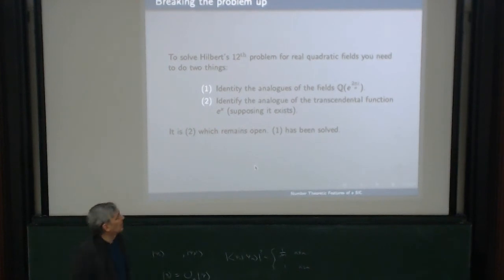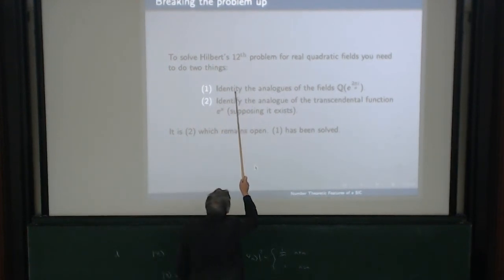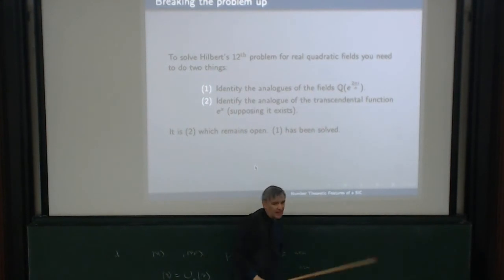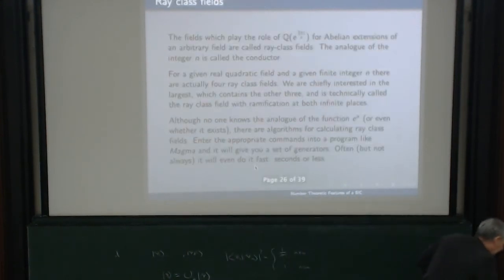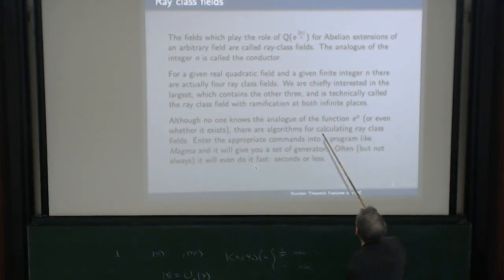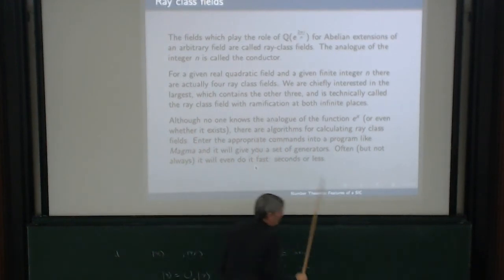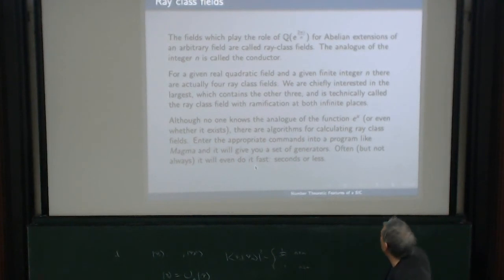The first bit has been solved. So the analogs of the cyclotomic fields are known, and they can be specified. They're technically called ray class fields, and the analog is called the conductor. And the cyclotomic fields themselves are class fields. But there are four fields in the case of a real quadratic field, the biggest of which contains the other three. And although nobody knows the analog of this special generator, I'm going to argue that the special generator may actually be a SIC.